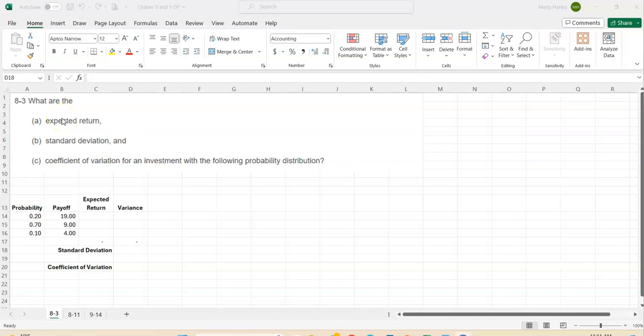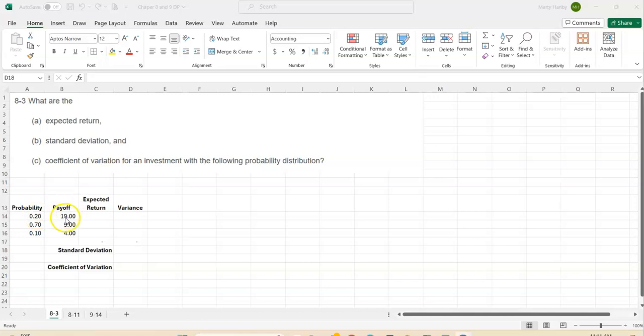But anyway, in problem 8.3, we're asked to calculate the expected return, standard deviation, and coefficient of variation. And the coefficient of variation is simply risk divided by expected return. So standard deviation divided by expected return. We're given the table below. I've entered it into Excel.